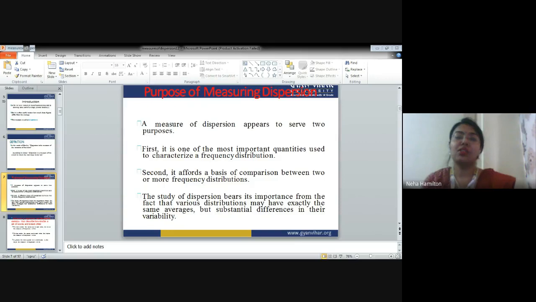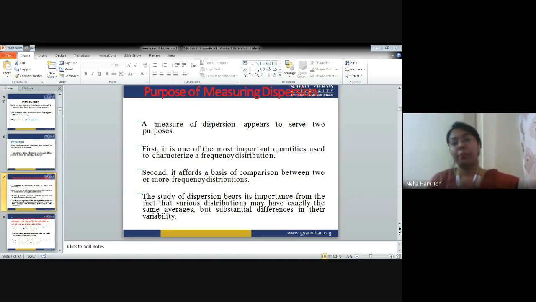The next point is purpose of measuring dispersion. Now, why do we measure dispersion? This also we have covered. Firstly, it is one of the most important quantities used to characterize the frequency distribution. Secondly, it affords a basis of comparison between two or more frequency distributions.